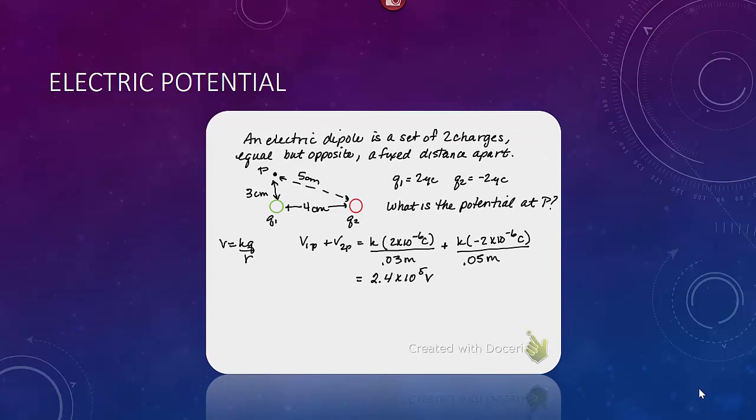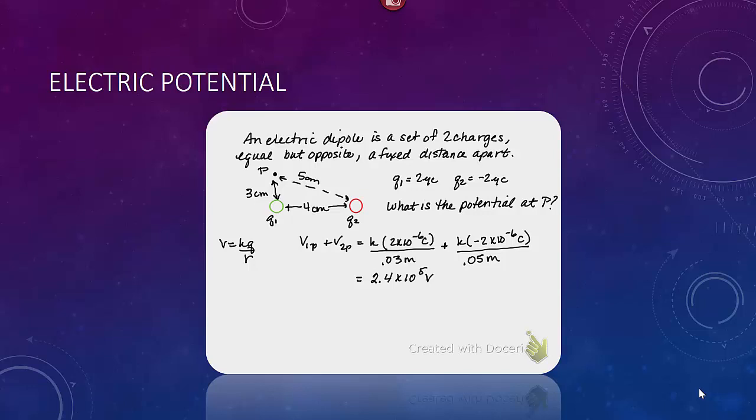And so, looking at the superposition idea, I took a problem with a dipole, and a dipole is when you have two charges that are equal but opposite. So in this case, they're both 2 microcoulombs. One's positive and one's negative. They're a fixed distance apart. This one's 4 centimeters apart. That's pretty far apart for charges. And then finding the potential at some point P.